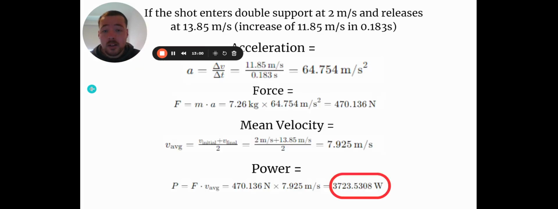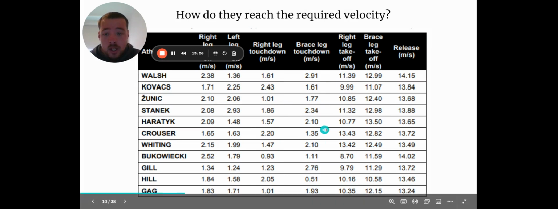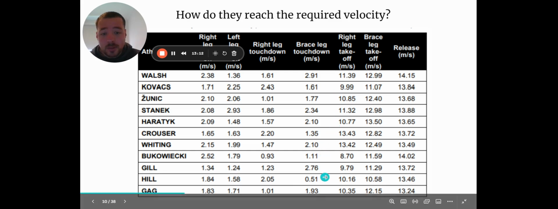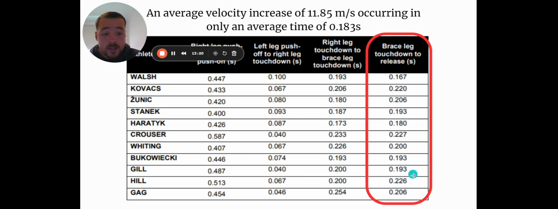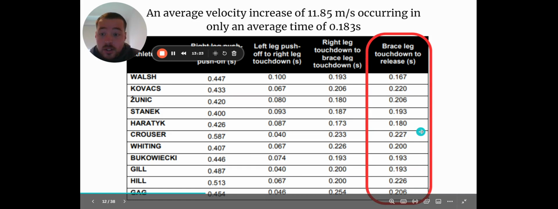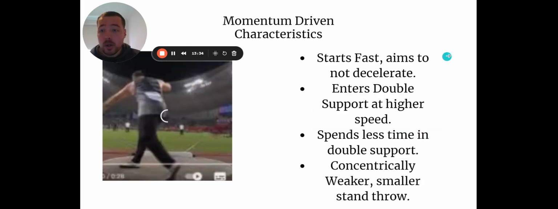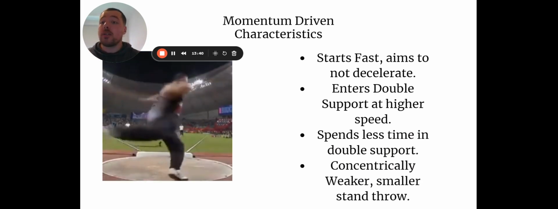And if we go back again, we can see the evidence of that, where we look at Crouser, Darrell Hill, Joe Kovacs. These guys have the slowest speeds of the shot in their double support phase. Look at Darrell Hill, the shot almost stops. Yeah, because they're entering that big wrap and hold. They spend the longest amount of time, so 220 milliseconds for Darrell Hill, Crouser at 220, Kovacs at 220, versus those elastic guys like Tom and Jacko, they're under 200 milliseconds. Okay, so the American strategy, this impulse strategy, is to wrap, hold, have two feet on the ground as long as possible, and just turn it into a stand throw.